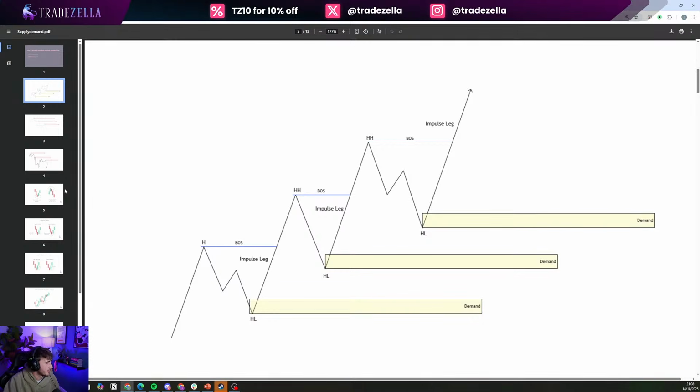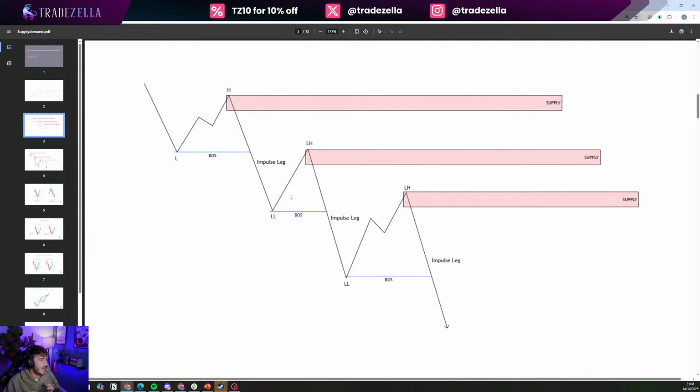Yes, perfect. Awesome. So I understood that most of you would. Now, this is a bearish example here. In a bearish example, as you can see, we've got a low, then we've got a high, then we break structure down here. Then we have a lower low to a lower high, a lower low to a lower high.